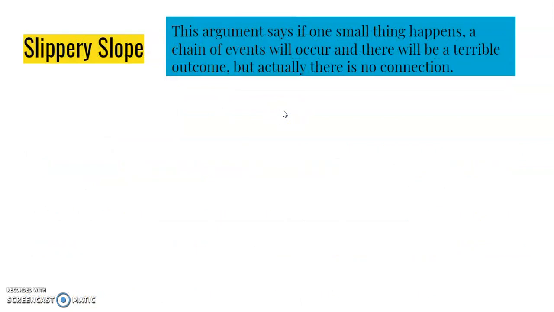The final type of logical fallacy we're going to look at is called slippery slope. This type of argument says if you do one small thing, you're going to cause a chain of events. More things will happen, and it will lead to a very terrible outcome. But actually, there is no connection between the small thing happening and the terrible outcome.